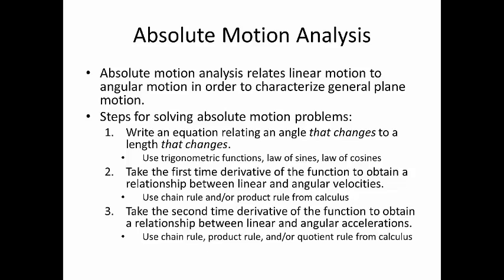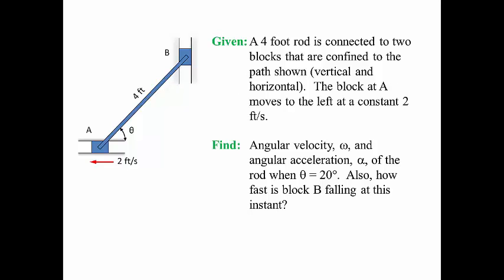Once we have our equation developed, then we take the first time derivative of the function in order to obtain the relationship between linear and angular velocities. To do this, we use the chain rule and/or the product rule that we learned in calculus. Finally, we take the second time derivative of the function in order to obtain a relationship between linear and angular accelerations. And again, from calculus, we use the chain rule, the product rule, and/or the quotient rule to be able to solve these problems. In order to better understand what's happening with absolute motion analysis, let's look at an example.